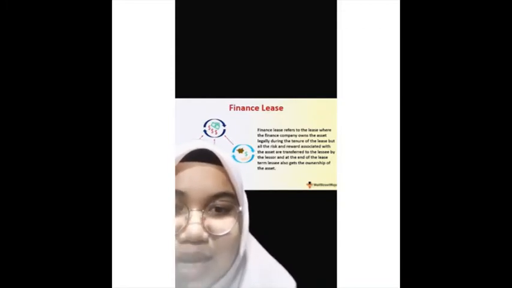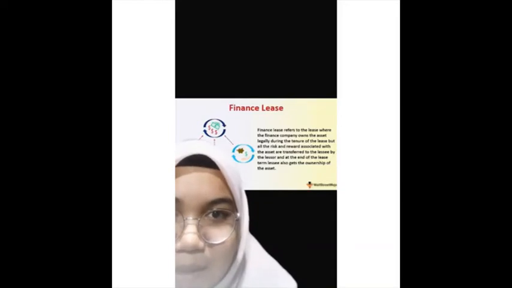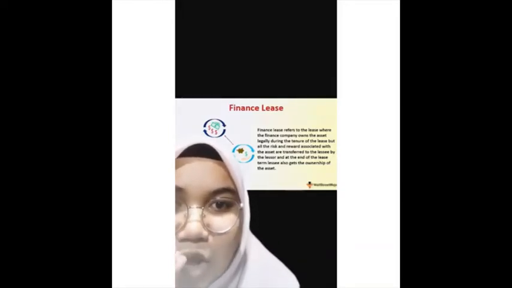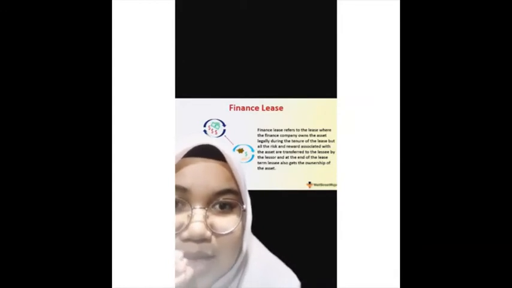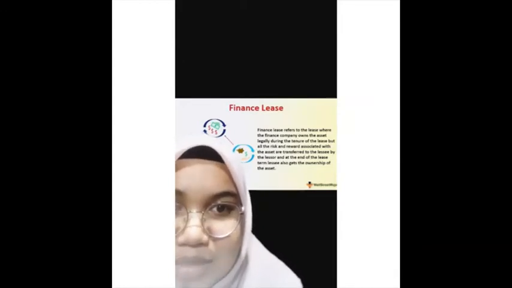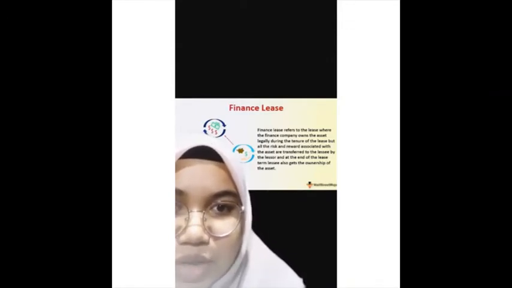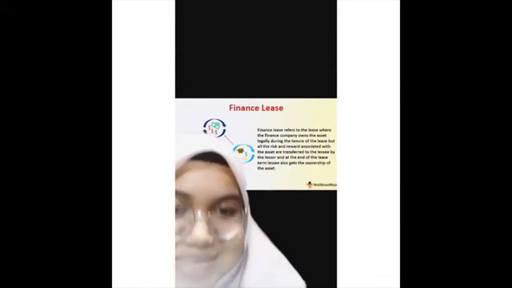Means that the company has the asset legally during the tenure of the lease, but all the risk and reward associated with the asset are transferred to the lessee by the lessor, and at the end of the lease term, the lessee also gets the ownership of the asset.